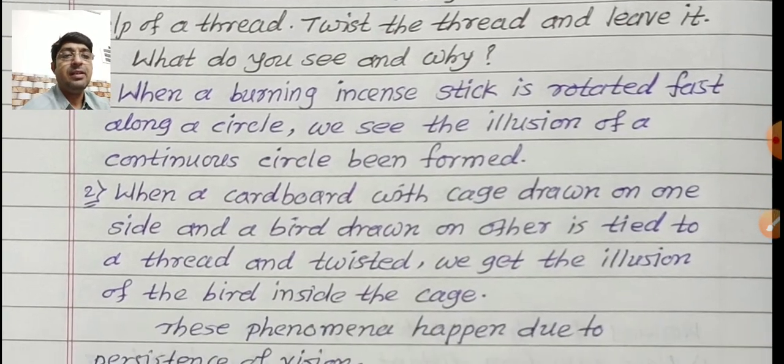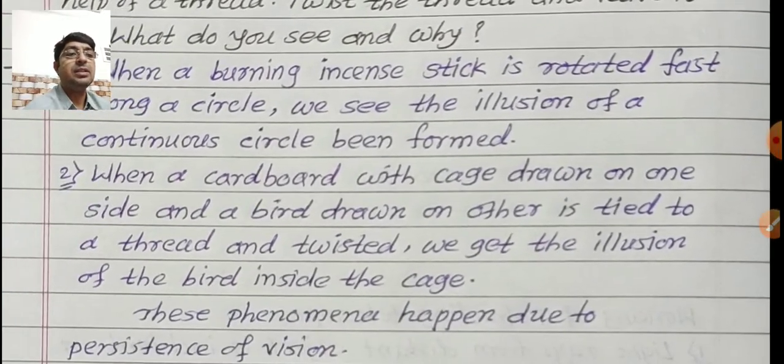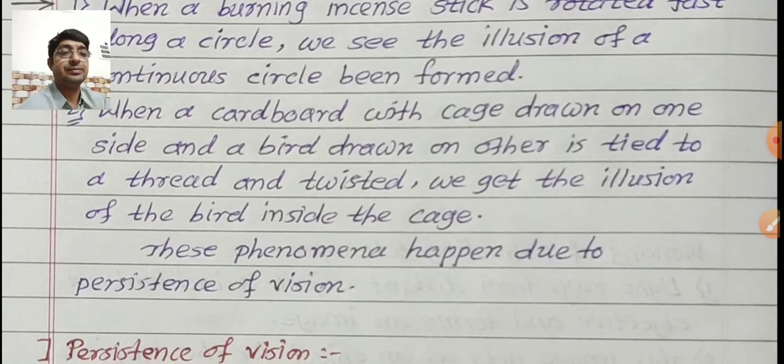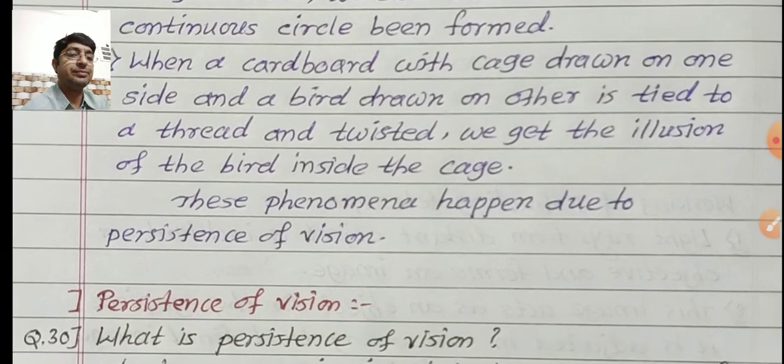Second, when a cardboard with a cage drawn on one side and a bird drawn on the other is tied to a thread and twisted, we get the illusion of the bird inside the cage. I think some students are familiar with these activities. So these phenomena happen due to persistence of vision.